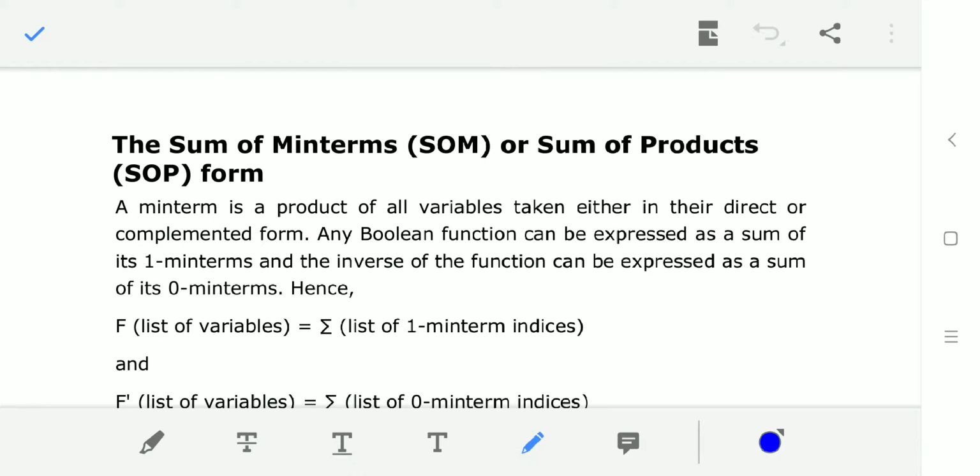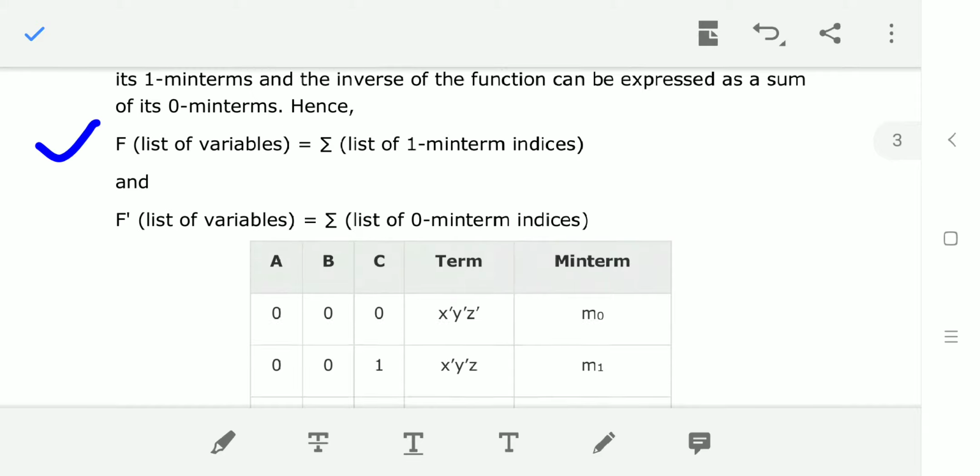A minterm is a product of all variables taken either in their direct or complemented form. Any Boolean function can be expressed as a sum of its one minterms, and the inverse of the function can be expressed as a sum of its zero minterms. Hence, f of the list of variables is equal to the list of 1-minterm indices, and f' of the list of variables is equal to the list of zero minterms.